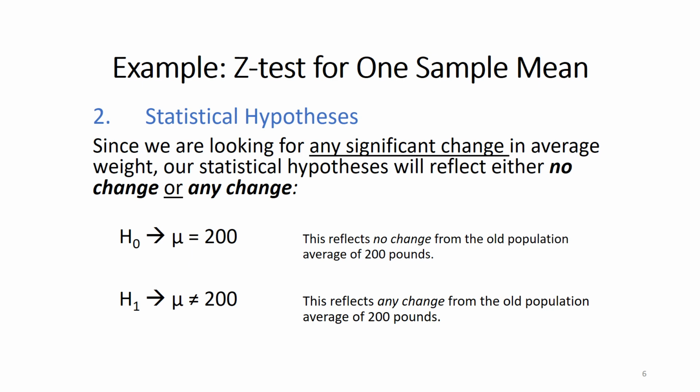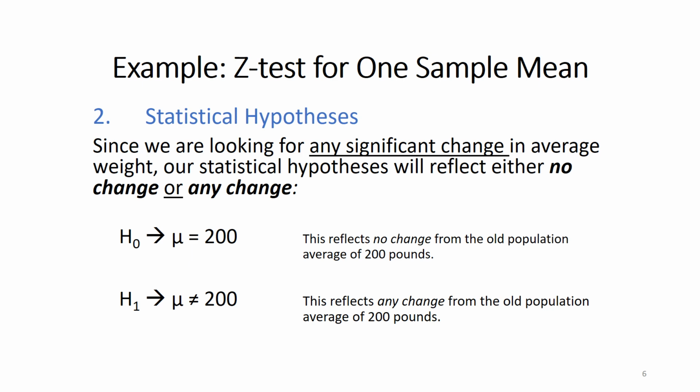On the flip side of that coin, we have the research hypothesis. The research hypothesis says, yeah, there has been a change. The average weight of male inmates has significantly changed. In order to represent that as our statistical hypotheses, we have H1. And H1, once again, you'll notice we have it as mu because we're trying to predict the population. We have it as mu does not equal 200. And this would reflect any change from that original value of 200.